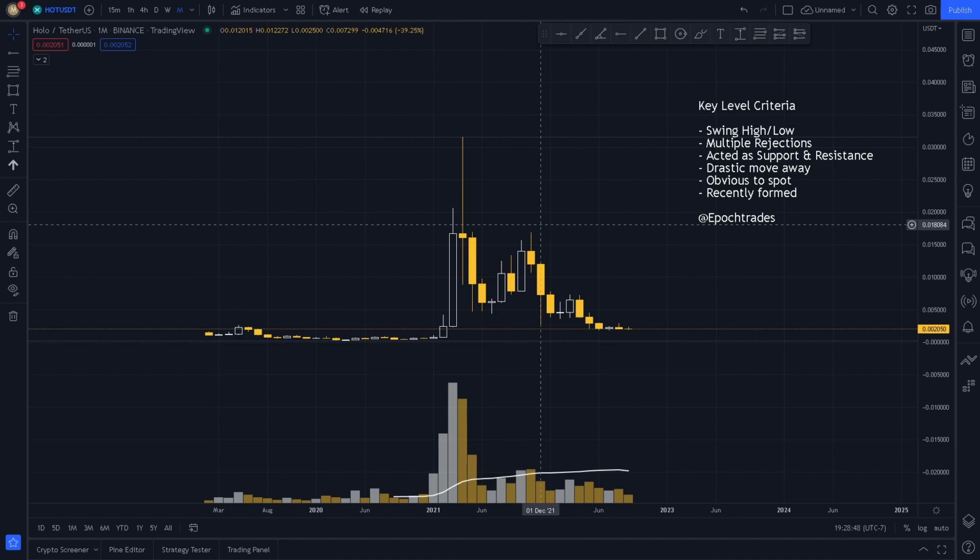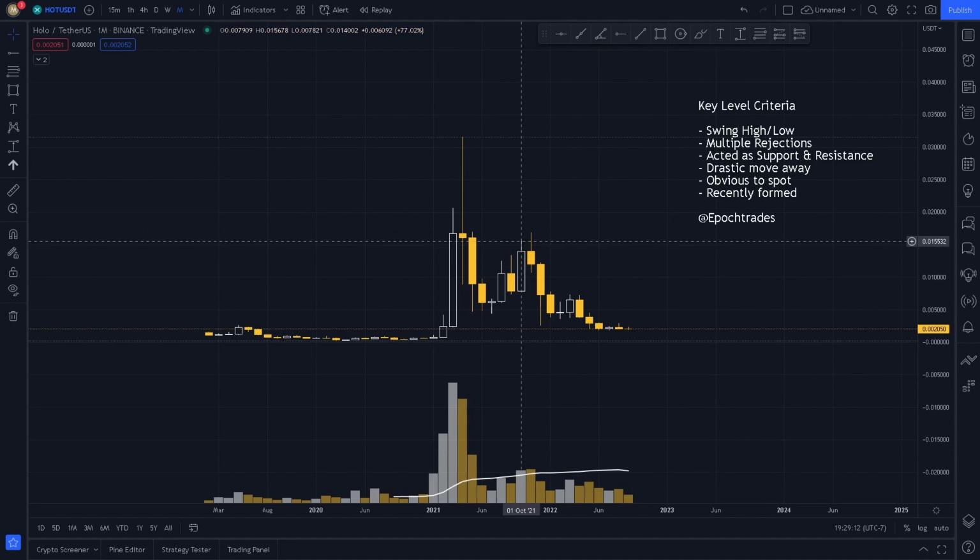Today we're going to be covering key levels on HOT. As always, our key level criteria to look for is swing highs and swing lows, multiple rejections, acted as support and resistance, drastic moves away, obvious to spot, and recently formed. So we're going to be plotting the key levels on the monthly and weekly time frames.